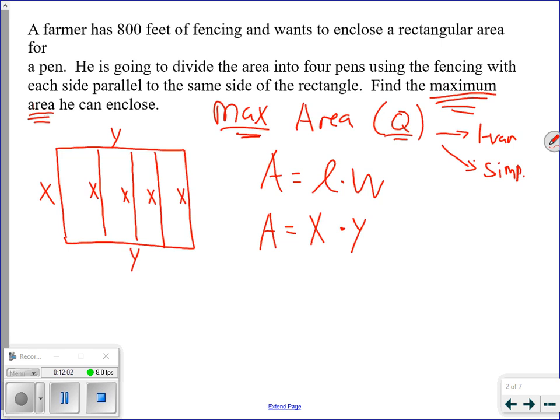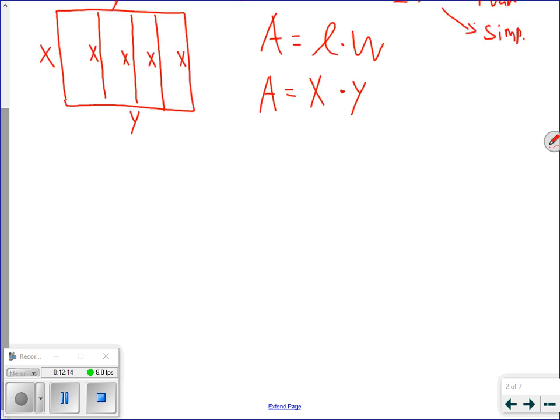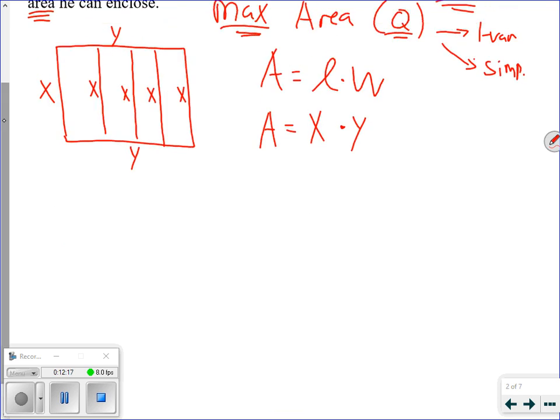All right. We're looking for area, but the condition that we have is that the perimeter is equal to 800 feet. We are using 800 feet of fencing. That is all of these variables added together. So one condition is that the perimeter is equal to 800 feet, which is equal to all of these x's added together, there's 5 of them, and all of the y's added together, there's 2 of them.